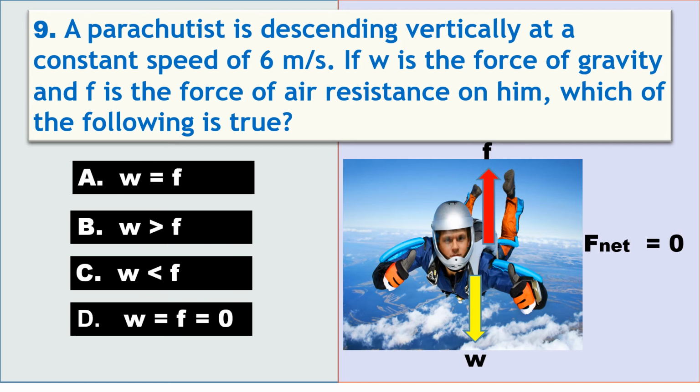So, in this problem, since the F net is 0, the two forces acting on the parachutist must be equal in magnitude but opposite in direction. In short, our answer to question number 9 must be letter A.